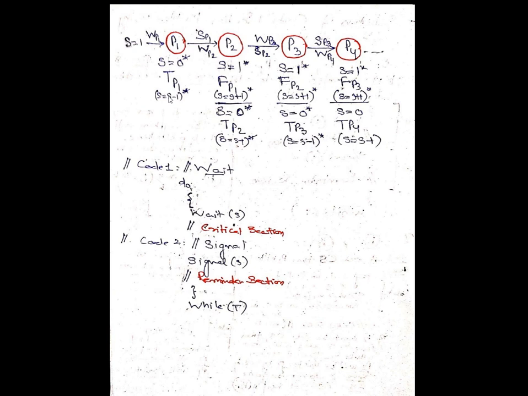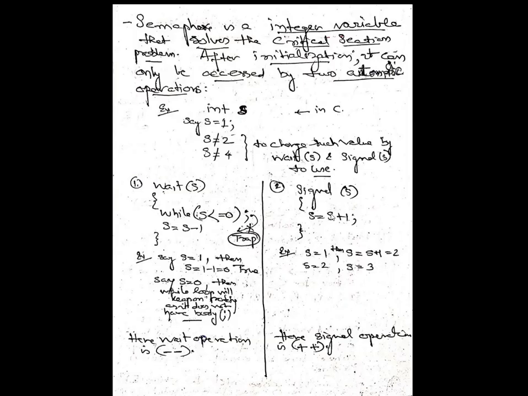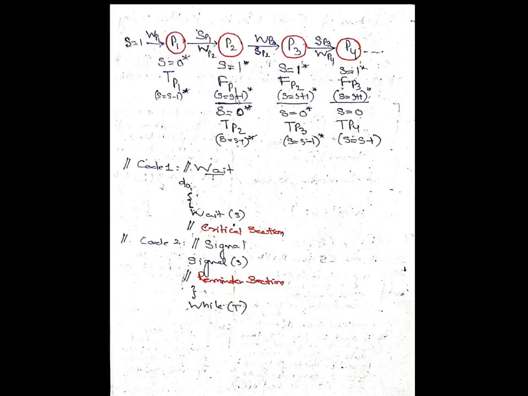When the process is coming out, at that time what happens? This S is equal to 1 case becomes 0. So where does this 0 go? It will go to signal. It goes to signal means what happened? S is equal to 0 plus 1 is 1. So that is what I have shown here. Once it is 0, it goes to the signal case. 0 is there.